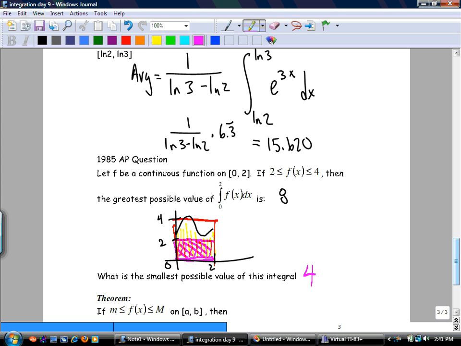Hard? Like you look at it and go, wow, that's technical. Really, it's just saying what's the biggest rectangle you could put around something? What's the smallest rectangle you could put around something? Right?